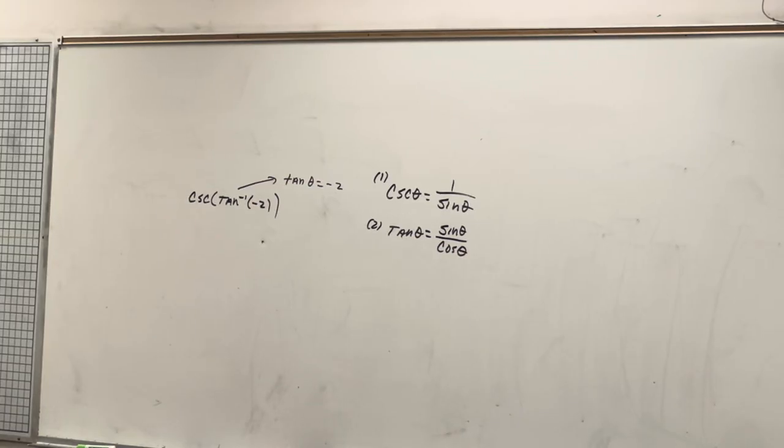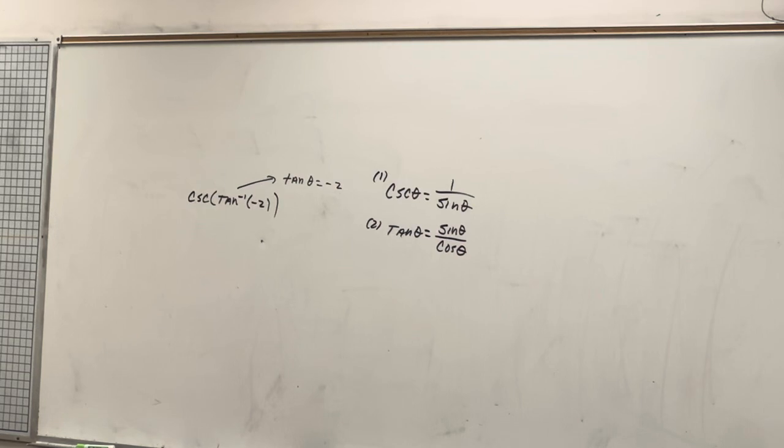Cosine squared plus 1 divided by sine squared... no, I'm just talking about the basic ones. I think I gave you six or seven of those. Just the basic ones: sine squared plus cosine squared equals 1. Tangent equals sine over cosine. Just the basic ones.